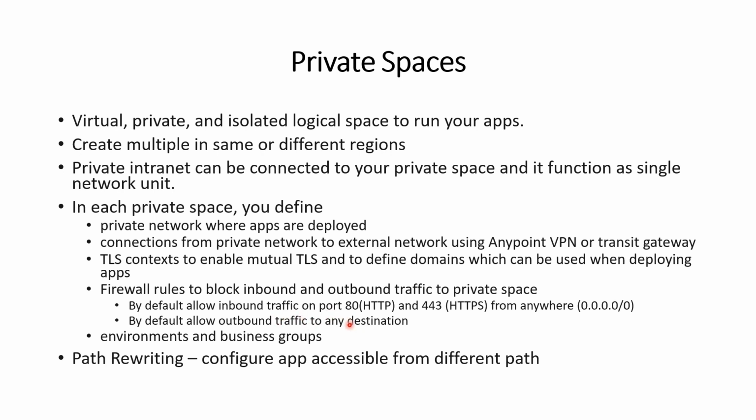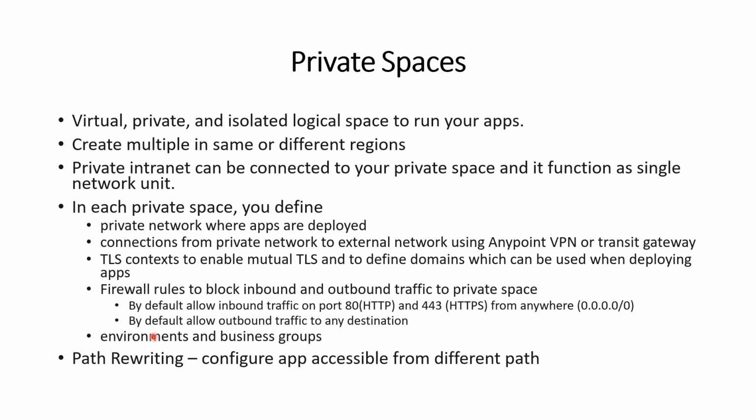CloudHub 1.0 does not support outbound firewall rule. CloudHub 2.0 supports the outbound firewall rule as well because of the egress controller. You can configure the egress controller. With the help of the egress controller, you can configure the outbound firewall rules as well. By default, it supports any destination on any port, but you can configure, for example, only TLS or SFTP protocol to a certain destination.